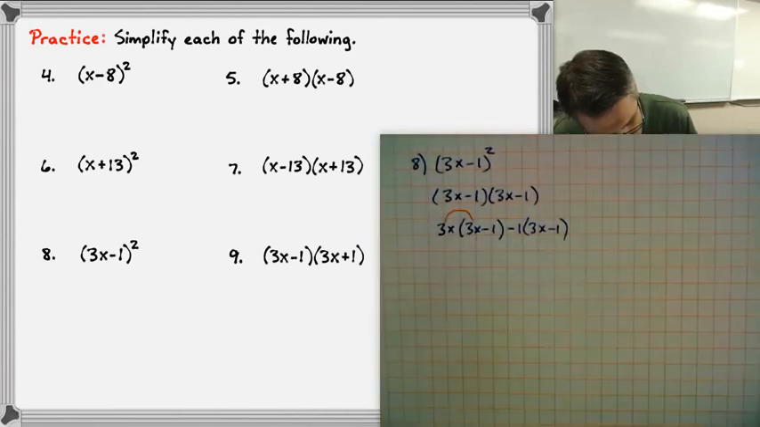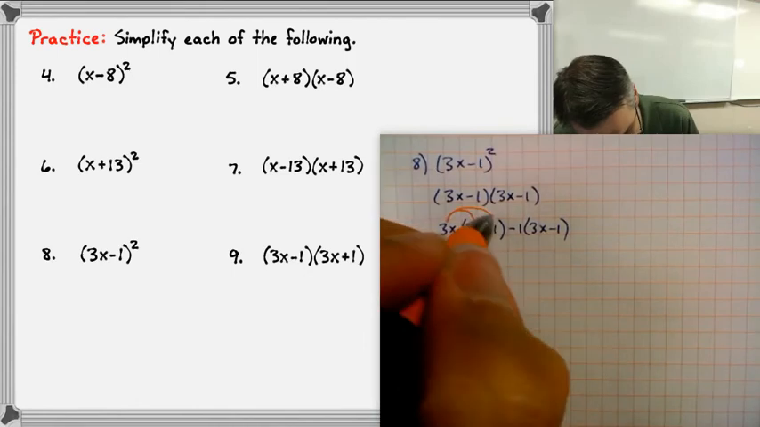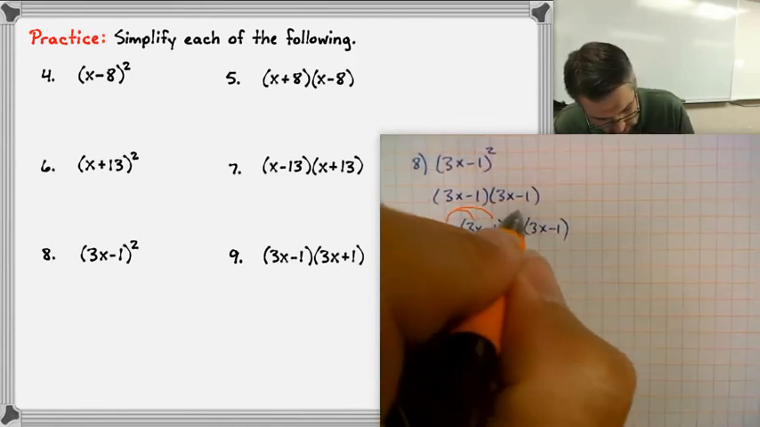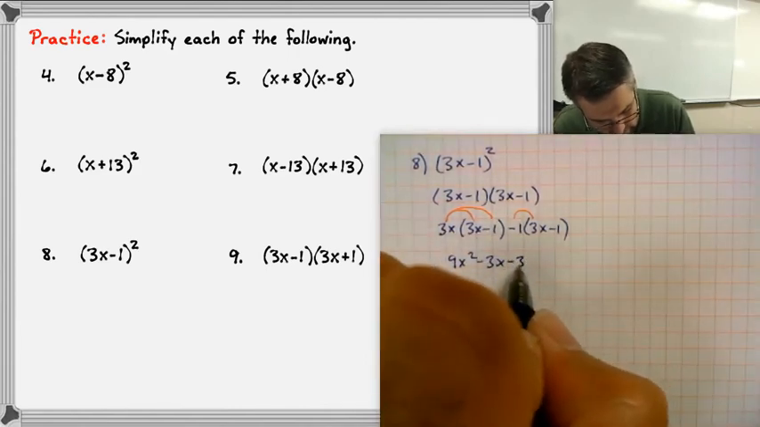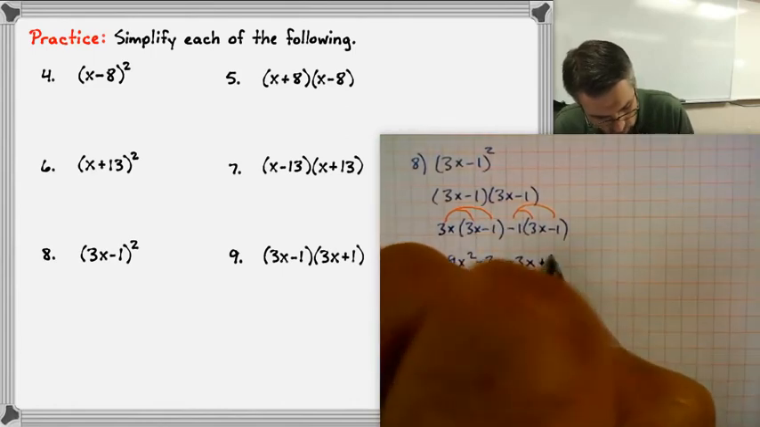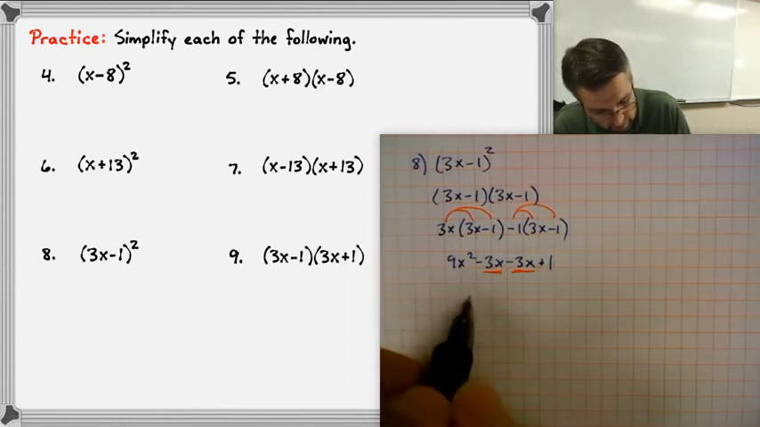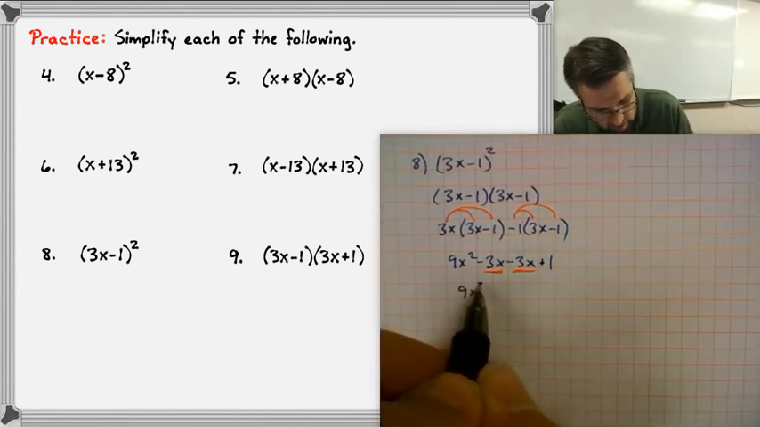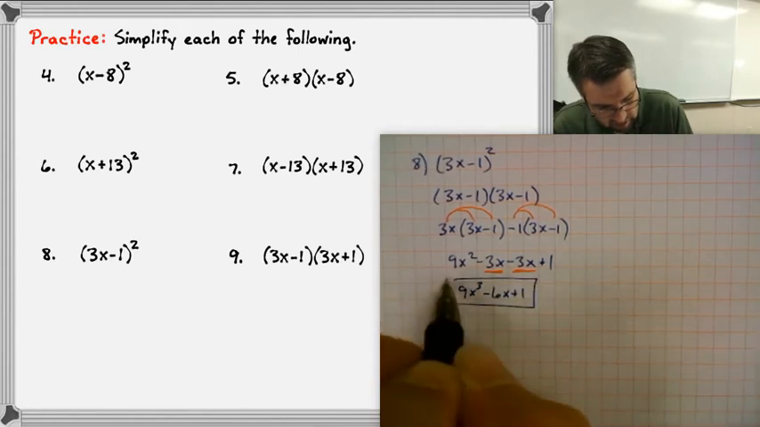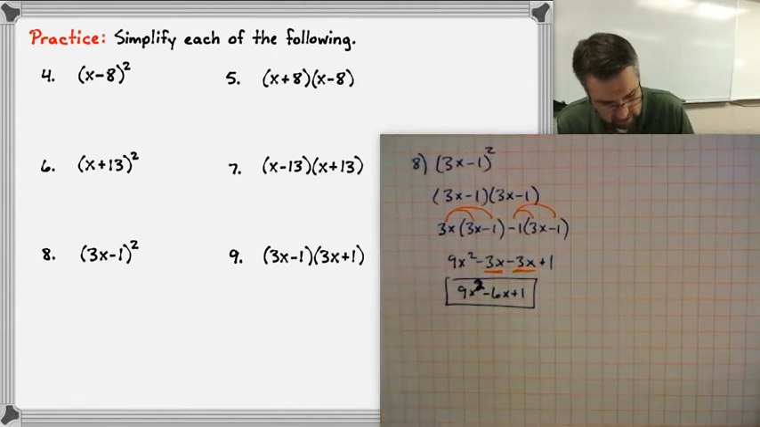3x times 3x is 9x squared. And then 3x times negative 1 is negative 3x. Then the negative 1 times the 3x is negative 3x. And then the negative 1 times the negative 1 is positive 1. Combining like terms, the negative 3x and the negative 3x go together. Well, what is negative 3 minus 3? That would be negative 6x. And so we get 9x squared minus 6x plus 1.